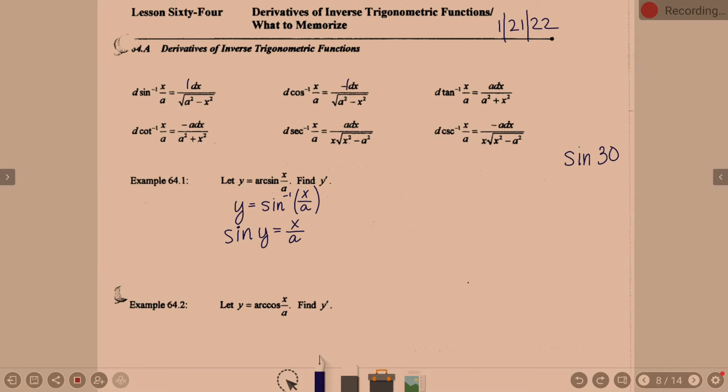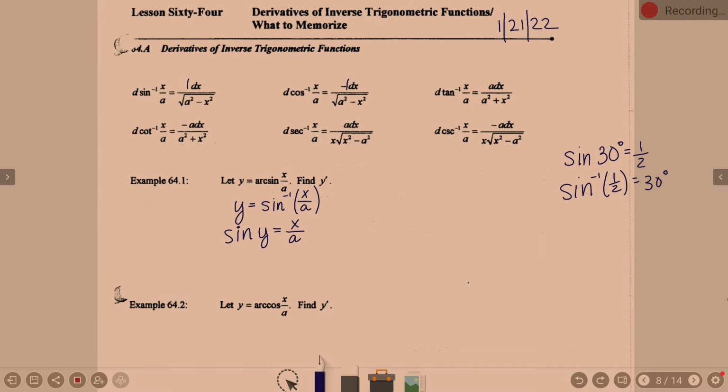That's the idea. The sine of 30 degrees equals 1/2. Sine inverse of 1/2 equals 30 degrees. It goes back to that definition, right? If I'm not being very clear, which I kind of feel like I'm not being as clear as I need to be.